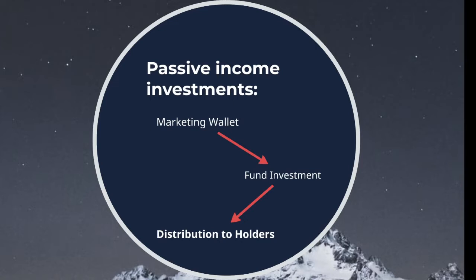So at some point, the fund will start to generate yield. It is generating yield already, but at some point it will start to generate bigger amounts of yield, which will then be distributed to the holders in parts.